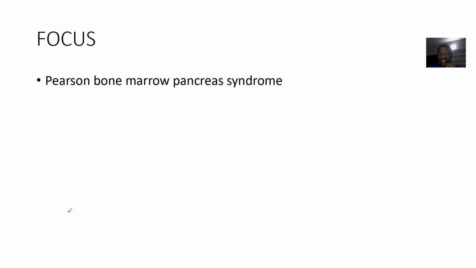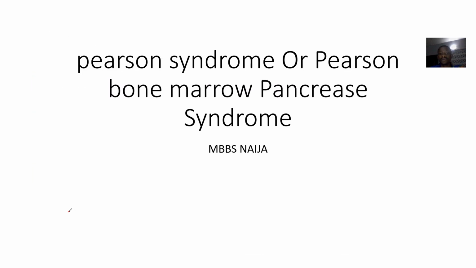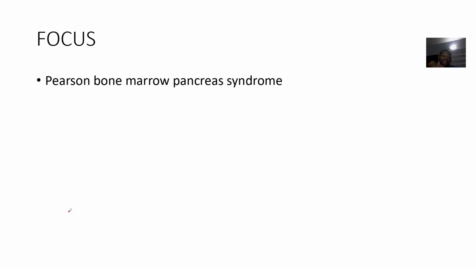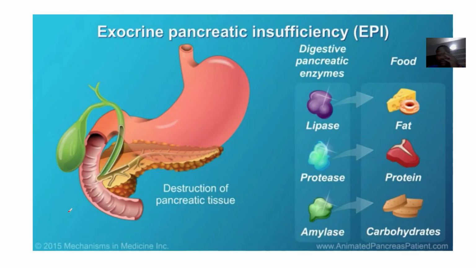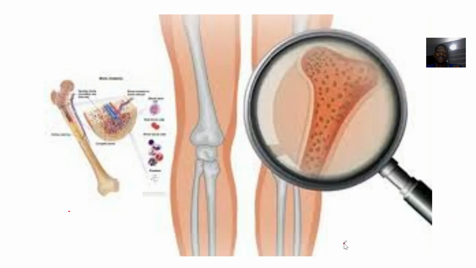Okay, guys, so we're looking at a cross syndrome. All right, so this is what is known as Pearson syndrome or the Pearson bone marrow pancreas syndrome. It's a type of disease condition that will affect your bone marrow and exocrine function, that's the production of all those enzymes like what? Lipase, protease, amylase, all of them will be affected. You understand? They also go to affect your bone too.